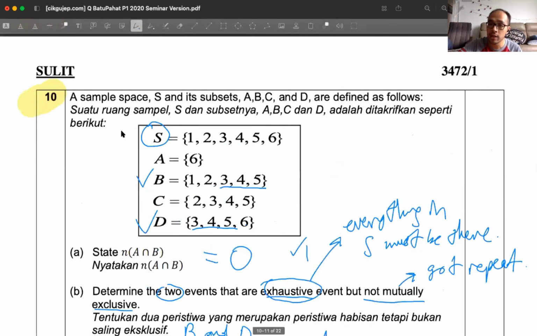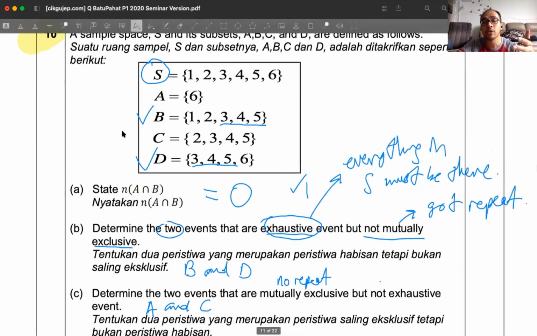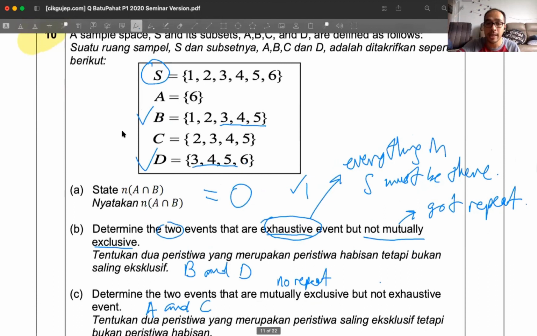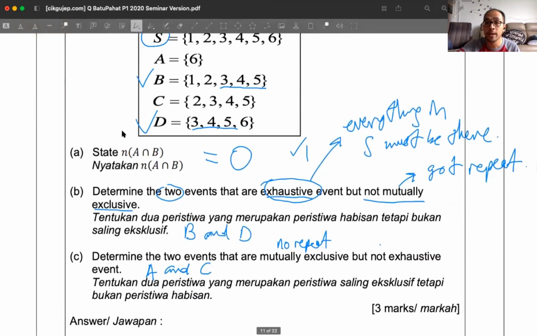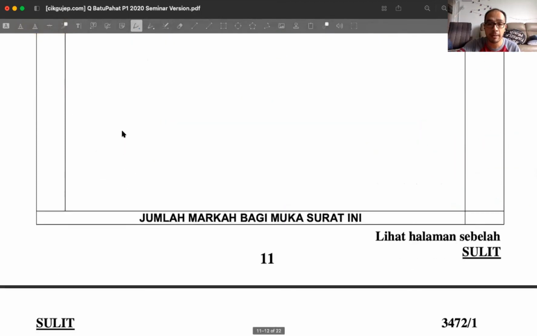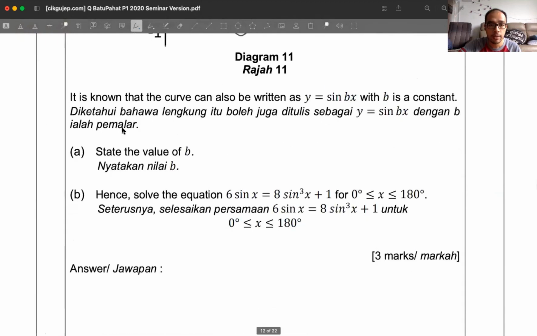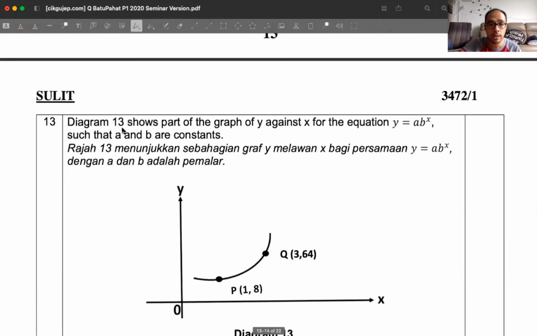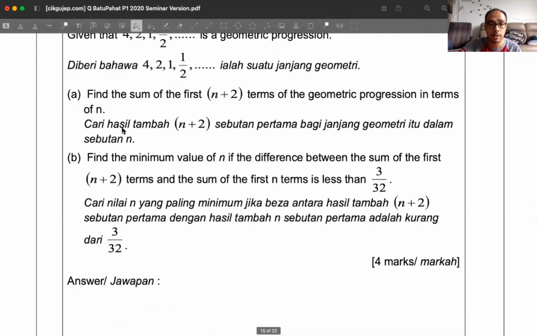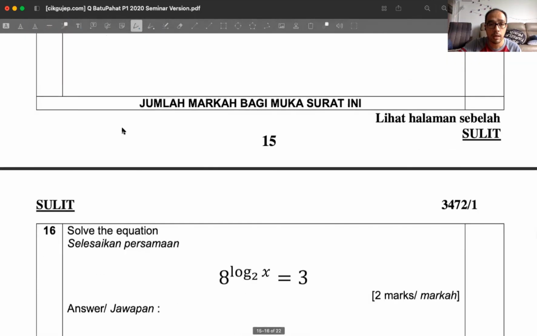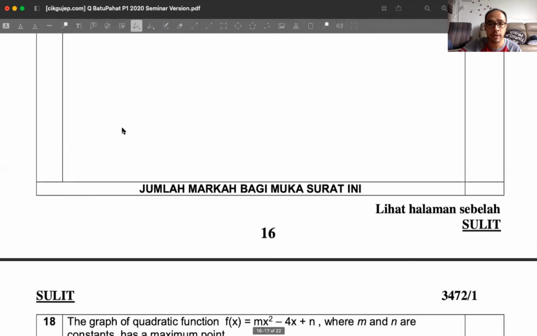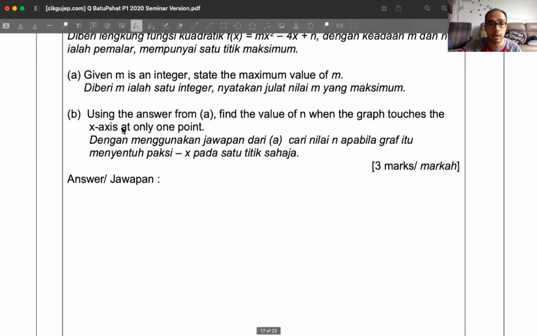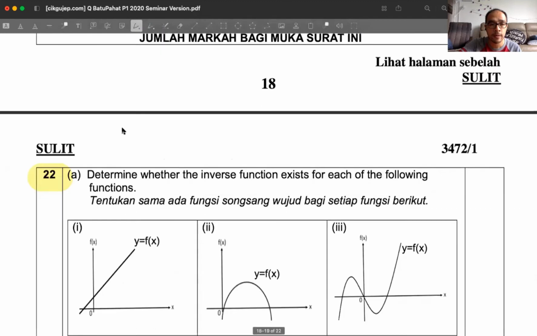So I wanted to highlight this question to help us revise what exhaustive and exclusive mean, because it's a very basic concept. All right, let me see other questions that are hot. But the rest of the questions are pretty straightforward. Okay, this one.